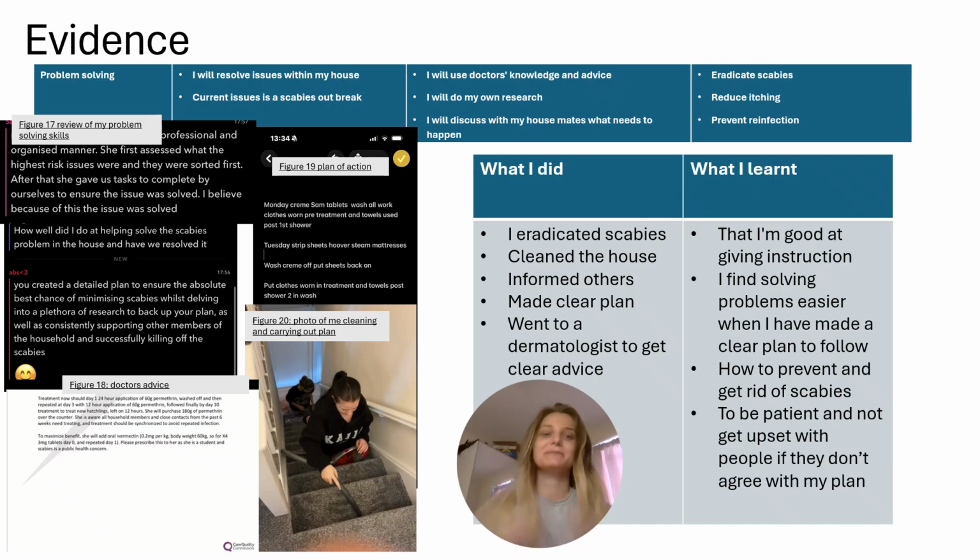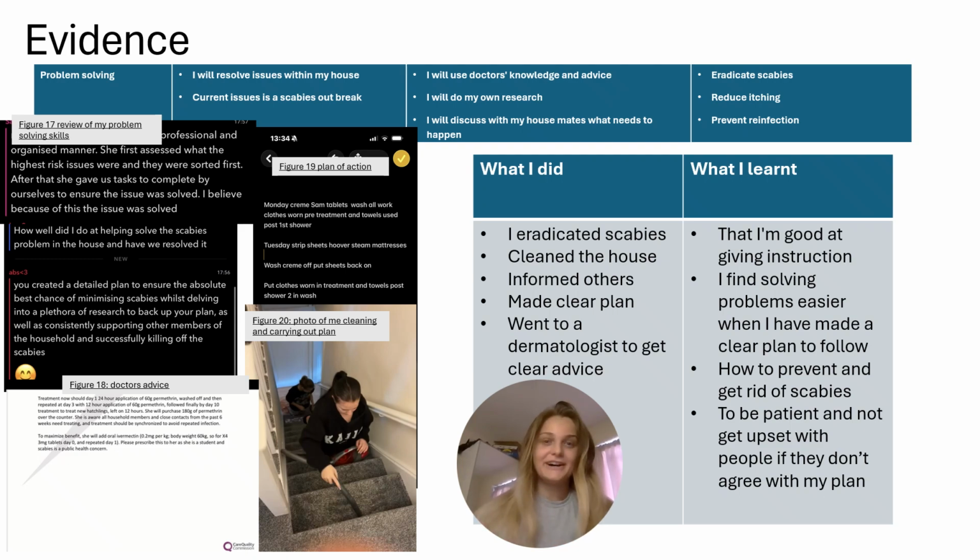Scabies was probably one of the biggest problems I have faced, mainly because it was so hard and confusing to get rid of. It was really rough. However, through making thorough plans, listening to advice, and working as a team, we did manage to get rid of them. It was a really stressful and worrying time, but looking back, I'm really proud of how I solved this problem effectively and efficiently to eradicate them, and thankfully we no longer have them, and I'm very glad for that.